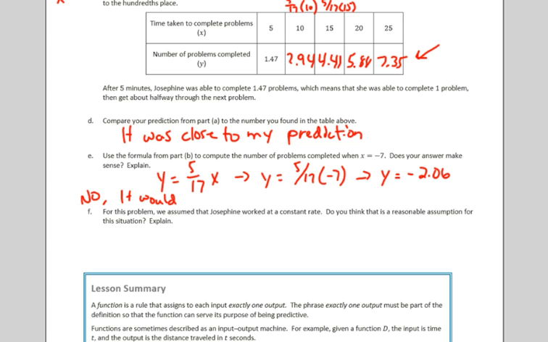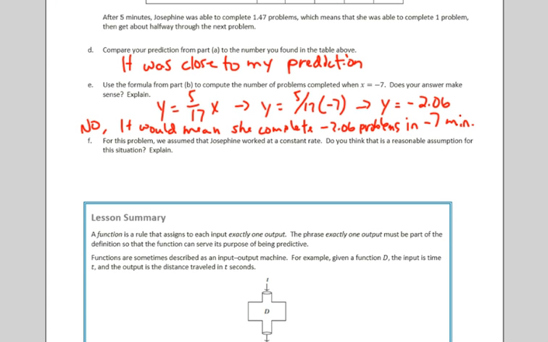It would mean, in context of this problem, she completes -2.06 problems in -7 minutes, which obviously doesn't make sense. There's no such thing as -7 minutes. And -2 problems. For this problem, we assume that Josephine worked at a constant rate. Do you think that this is a reasonable assumption for this situation?